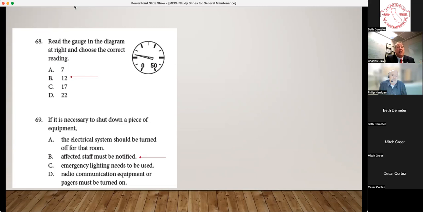Answer for number 69. It says if it's necessary to shut down a piece of equipment, you must notify the affected staff, must be notified, right? So the piece of equipment could be anything. It could be something in the room. It could be the wing of the hospital, whatever that is, they need to be notified. That's one of the first things you do if necessary to shut down a piece of equipment.